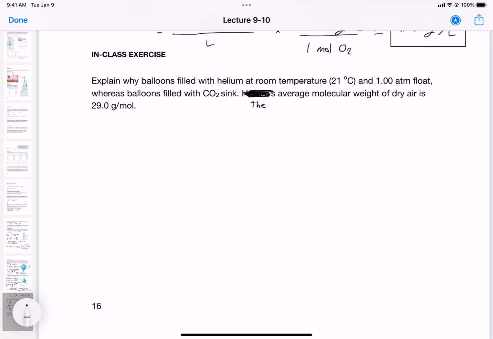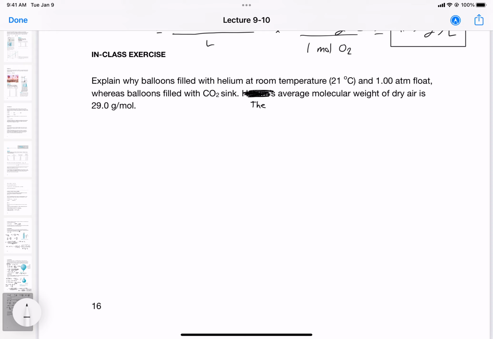So we can actually find the density of each of these compounds, so air, helium, and carbon dioxide, and we can figure out which one has the lowest density and the highest density, and we can compare with the densities. If it's lighter than air, it will float. Sorry, and if it's heavier than air, it will sink.